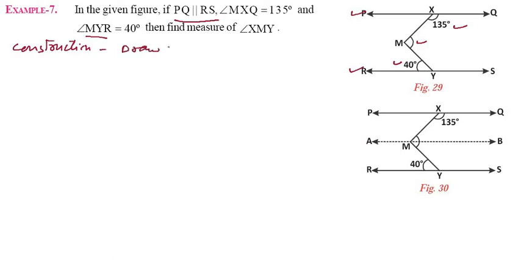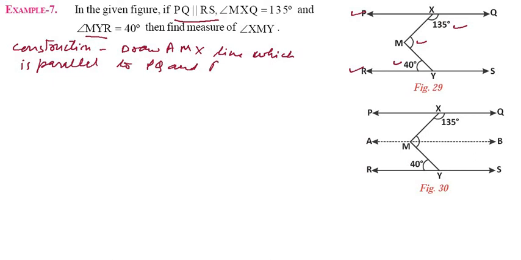Draw AMX line, which is parallel to which one? PQ and RS. Yes, let us now put, this one is your X angle and this one is your Y angle. So by interior angle, this one is the X interior angle, and here Y is 40.